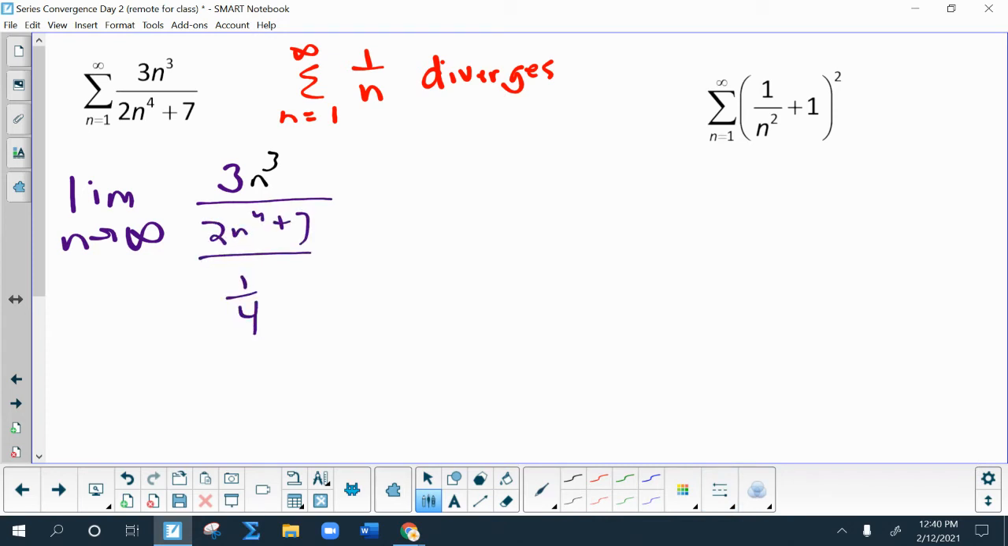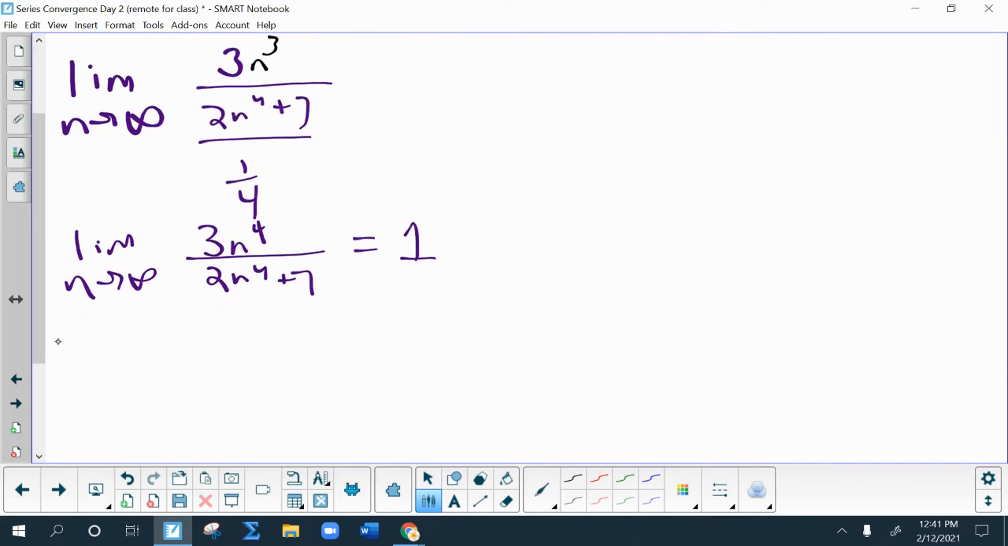Okay, so it gets here. When I flip it and multiply it, I get 3n to the fourth over 2n to the fourth plus 7. And that limit is 1. And again, the limit being 1 doesn't tell you that your thing converges. It tells you that they behave in the same way. So the original one, the new one we compared it to diverged, therefore the new one diverges.